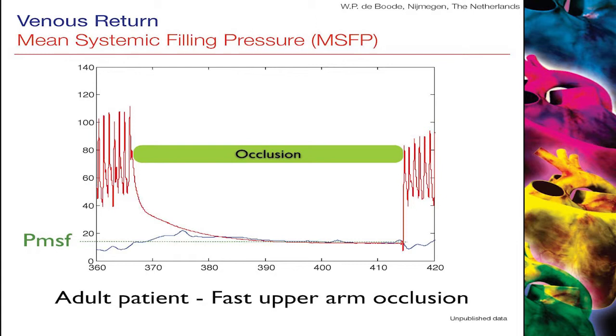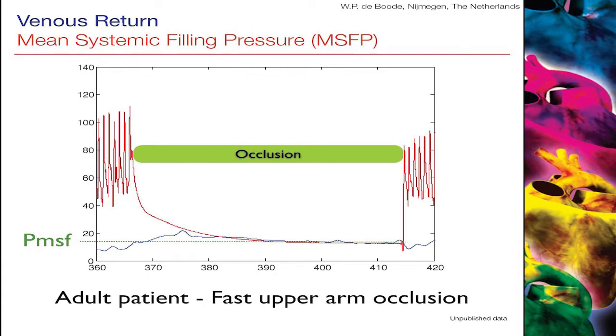And we can mimic that, and that's what my colleagues in the adult intensive care have done, by a very fast occlusion of an extremity, an arm where there's a peripheral arterial catheter and a venous catheter. You have to do it very fast because there should be no more inflow or outflow. What you see at occlusion is a decrease in arterial pressure and an increase in venous pressure. And when it's equilibrated, that is called the mean systemic filling pressure.